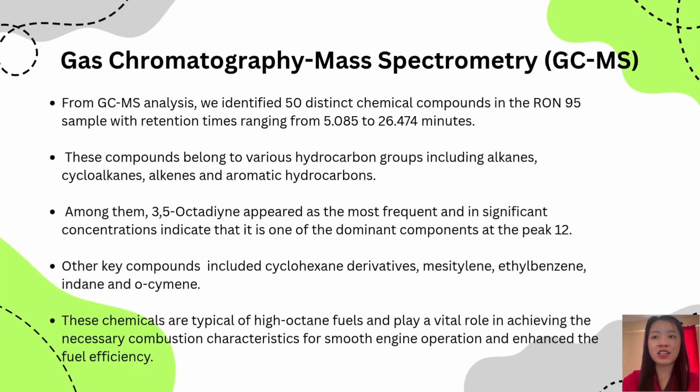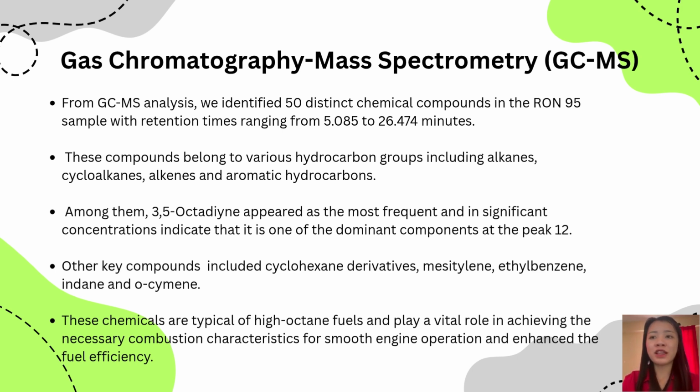Next is discussion for GCMS. From GCMS analysis, we identified 50 distinct chemical compounds in the RON95 sample with retention time ranging from 5.085 to 26.474 minutes. These compounds belong to various hydrocarbon groups including alkane, cycloalkane, alkene, and aromatic hydrocarbon.